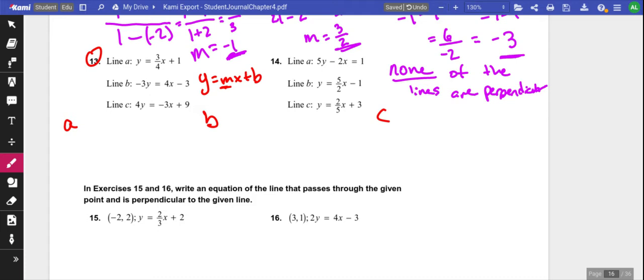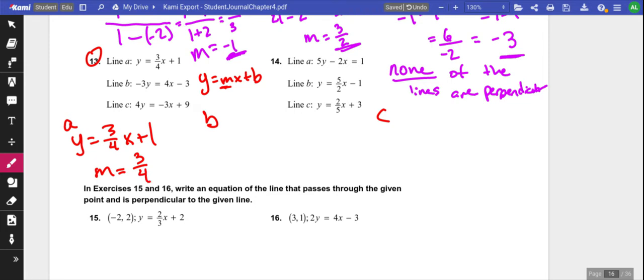For a, this y equals 3/4 x plus 1, I'm in luck. It's already in slope-intercept form. Okay, y equals mx plus b. So I know my m is 3/4. That one's easy enough.